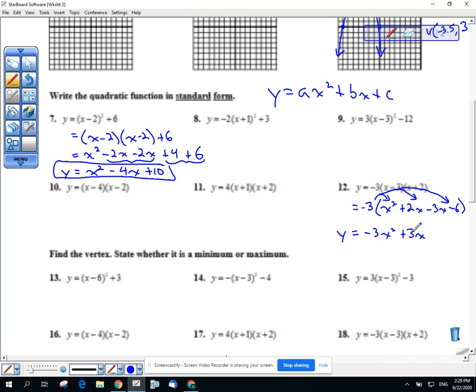If you need an intermediate step in here to make sure you don't make a mistake, fine, please do that. Don't make a mistake. And then plus 18. Negative 3 times negative 6 is positive 18. And that's standard form. Okay, moving on to the next one.